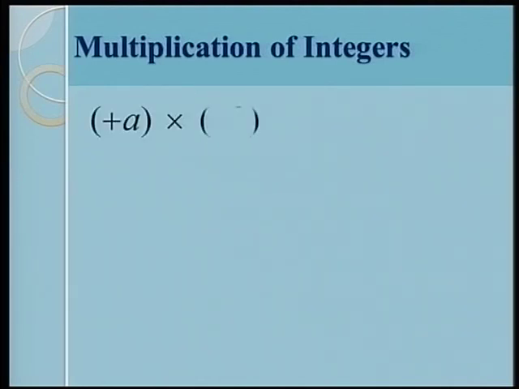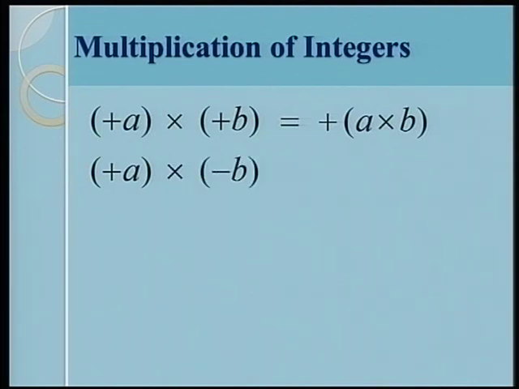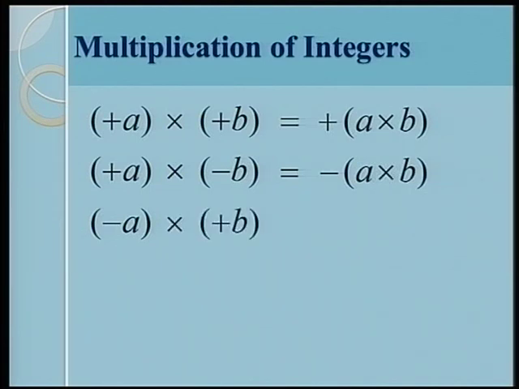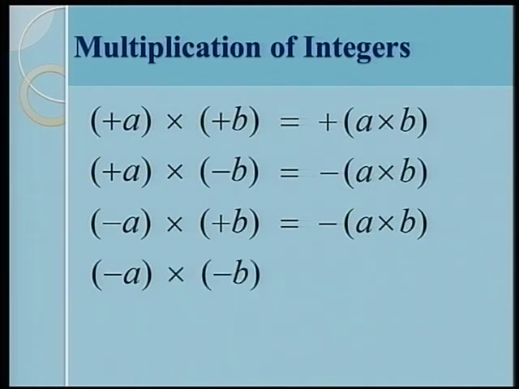Whenever we multiply two positive integers, the result will be a positive integer. Whenever we are multiplying one positive integer and a negative integer, we will have a negative integer. Whenever we are multiplying a negative and a positive integer, the result will be a negative integer. Now, when we multiply two negative numbers, the result will be a positive integer.